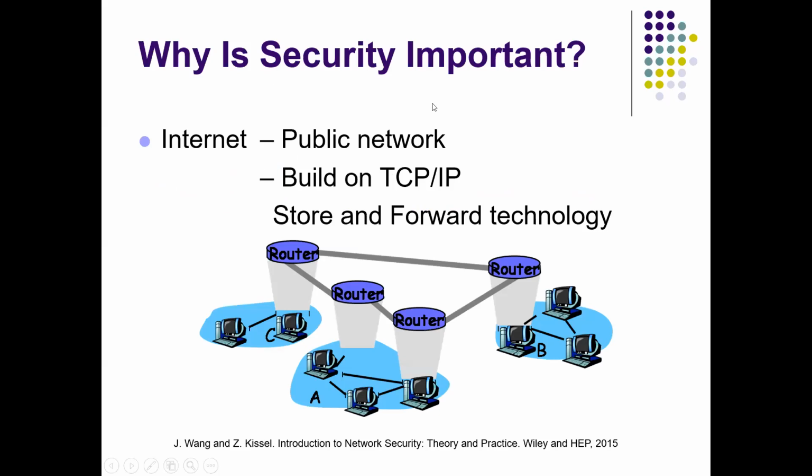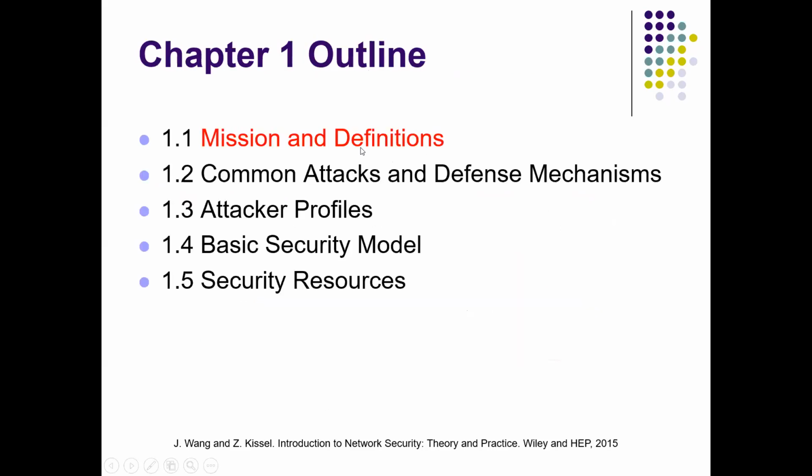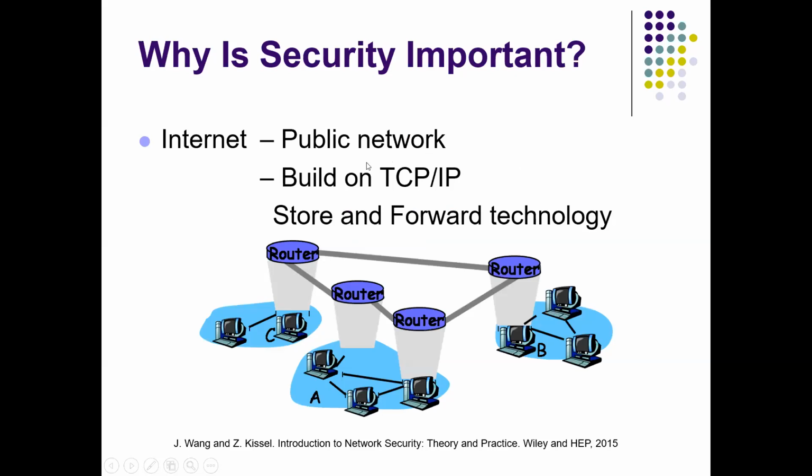Okay, so why is security important? When we talk about network security, we basically mean the security when we use the internet to communicate with each other. If you see this bullet, first of all, the internet is a public network. And second, it is built on what we call TCP/IP technology. In particular, this is a store and forward technology.